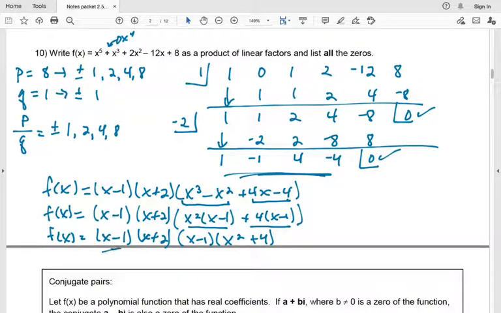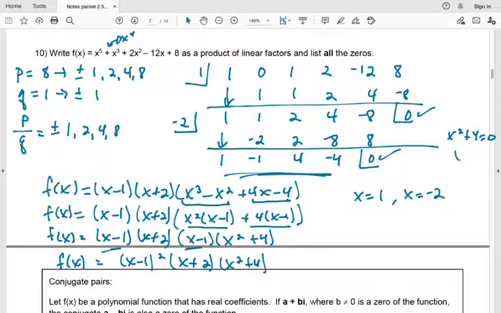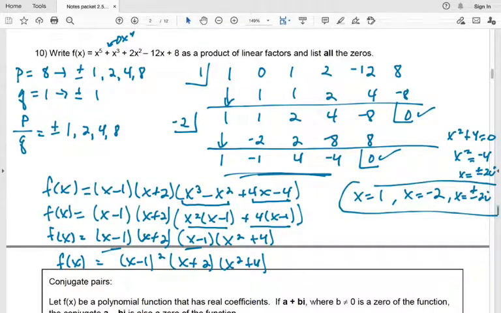And if you notice, you've got an x minus 1 written twice. So we could write that as x minus 1 squared, and then x plus 2, and x squared plus 4. All right, so your zeros are going to be from that first factor, x equals 1. From your second factor, x equals -2. And then remember, when you have x squared plus 4, you're going to get imaginary factors, because when you move the 4 over, you're going to get plus or minus 2i. So those are my two imaginary solutions. All right, so we have a total of 4 solutions. We have 2 real and 2 imaginary.